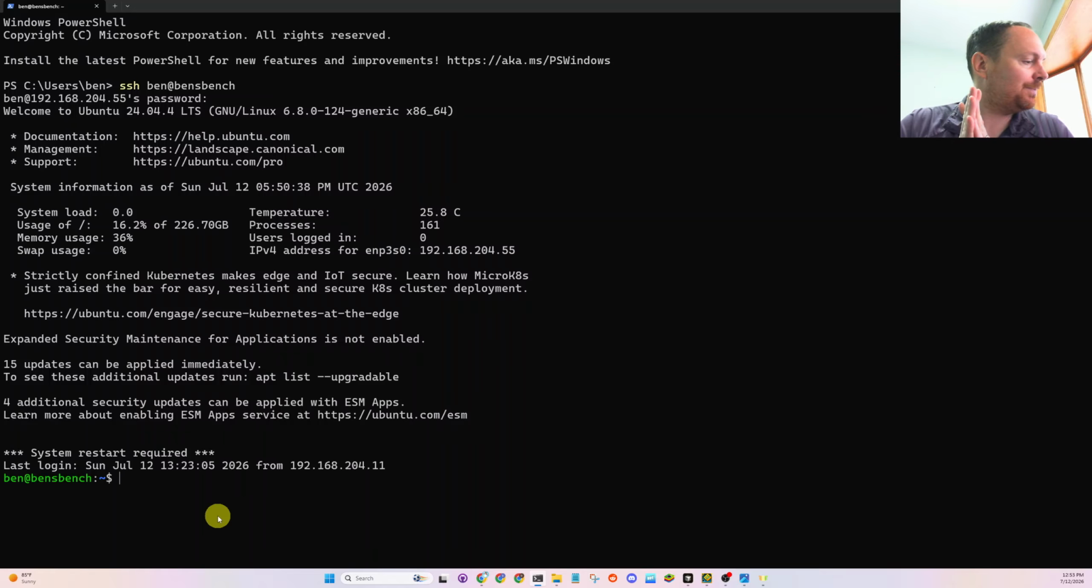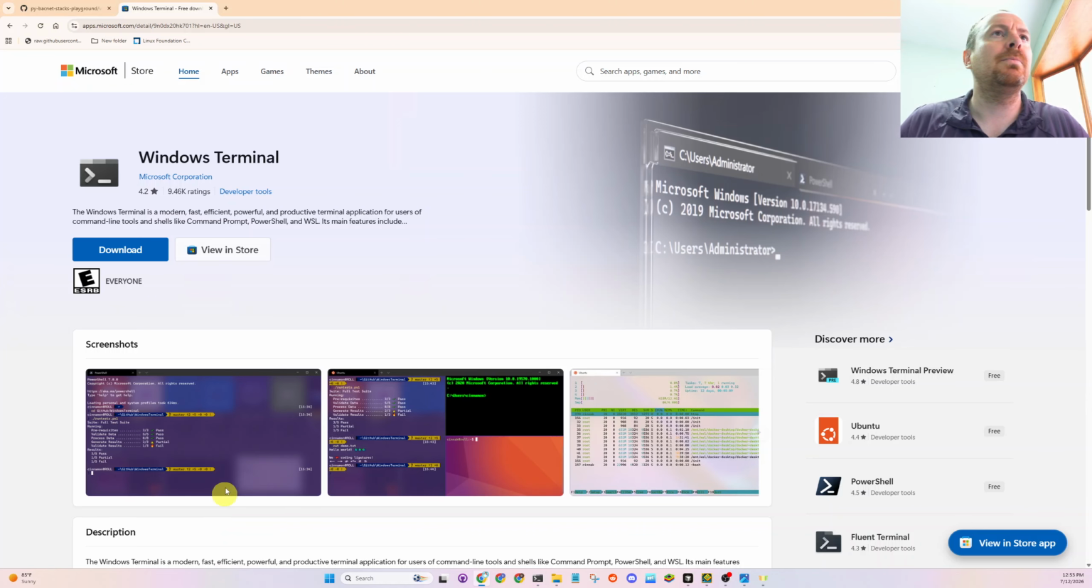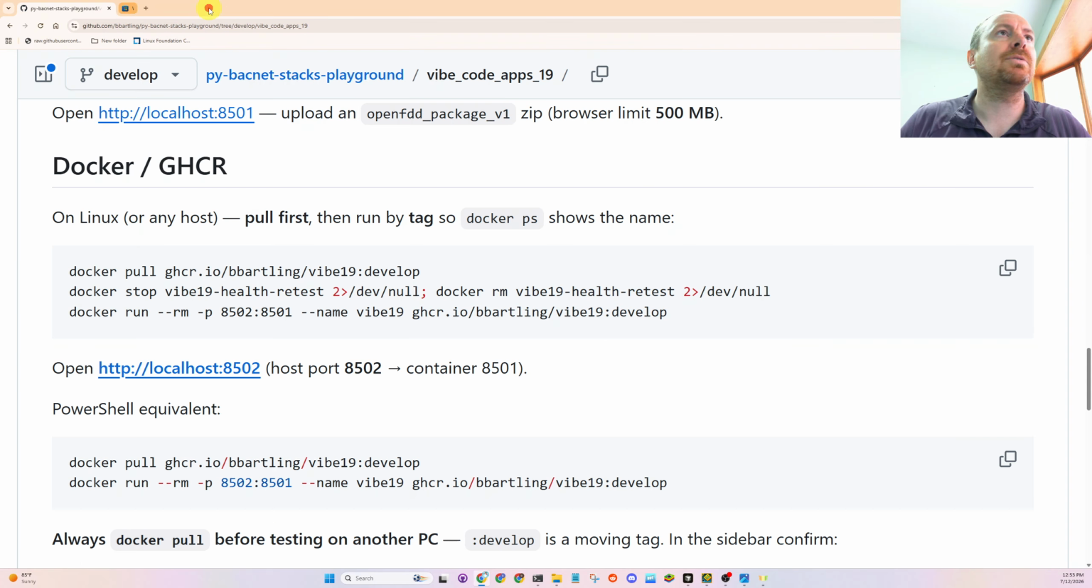Okay, so where are we? We're on the Linux computer. Let's do a clear. Whoops, a clear. So I have Docker installed on here already, and good old Windows terminal. So I'm just going to copy this right here.